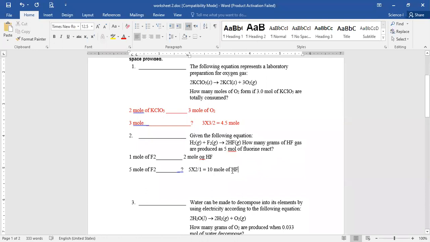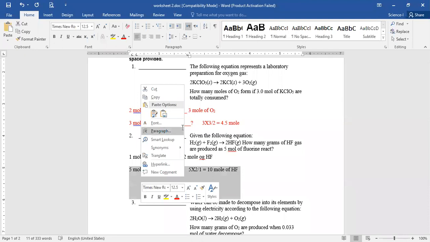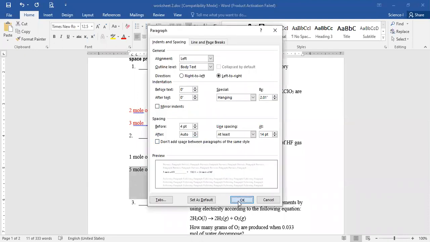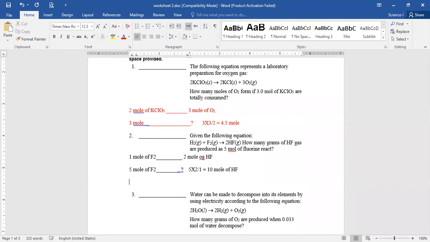So we need to convert these 10 moles into grams. That means we first calculate the molar mass of hydrogen fluoride. 1 mole of hydrogen fluoride equals how many grams? Hydrogen is 1, plus fluorine is 19. So overall it equals 20 grams. So that's 1 mole.